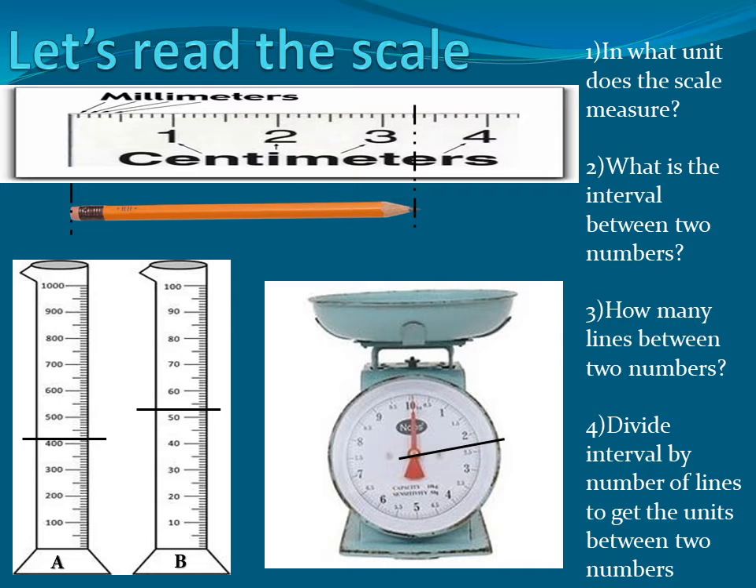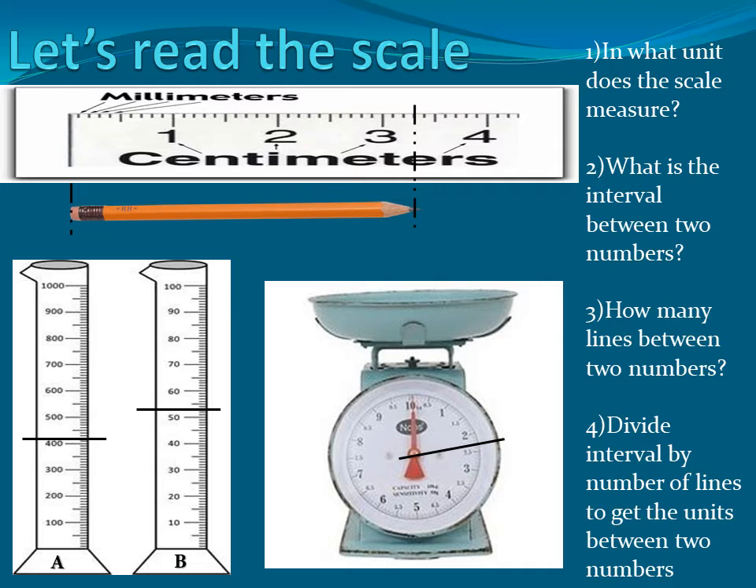There are 10. Okay, first of all, let's look at the notes I put here so it would help us better. In what unit does the scale measure? It measures in centimeters. Now what is the interval between two numbers? The interval between each of the numbers is what? 1. Interval between 1 and 2 is 1. The interval between 2 and 3 is 1. That's the difference between the two numbers, right? Now, how many lines are in between the two numbers? We said earlier that we have 10.